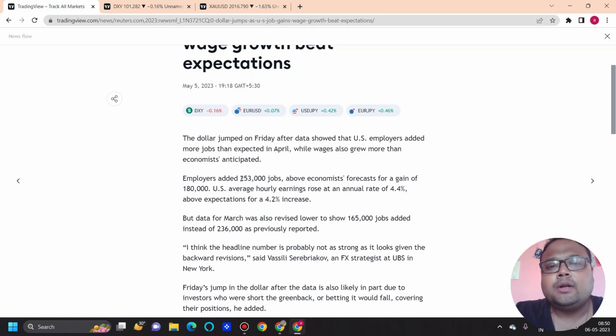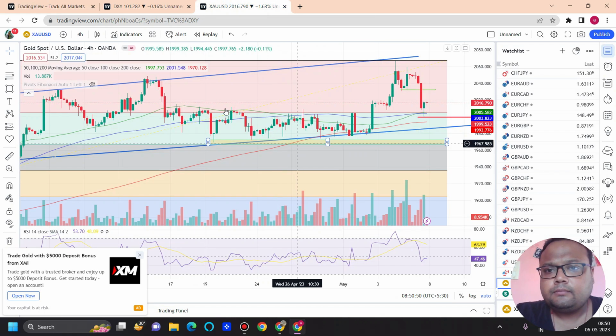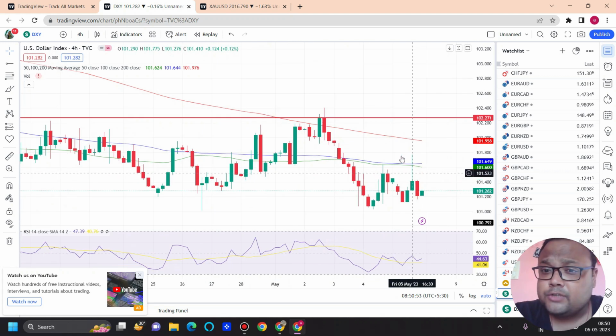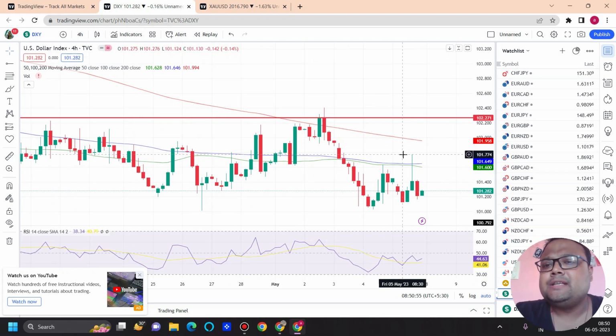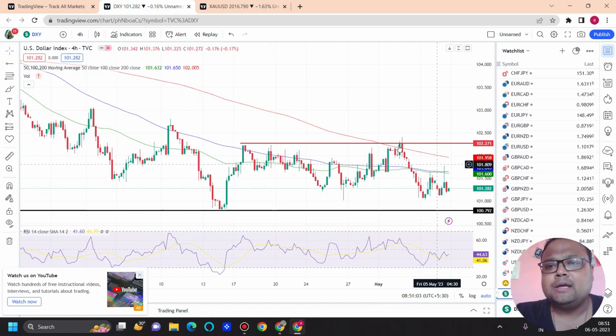Employers added 253,000 jobs, above economists' forecast for a gain of 180,000 jobs. NFP was good. As a result, DXY also showed recovery, but the price failed to sustain and immediately came down, and ultimately DXY closed at 101.28. This is the current market price.